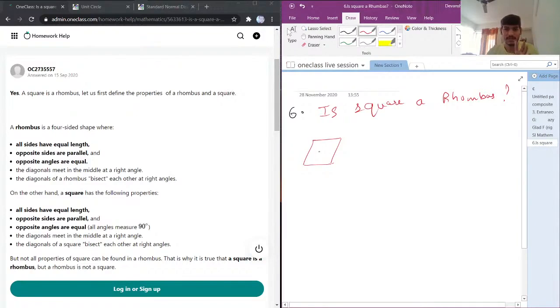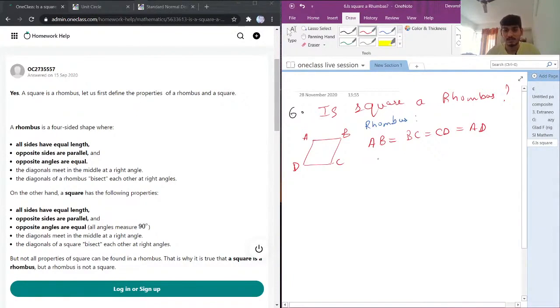So a rhombus is kind of this figure in which we have, let's say, A, B, C, D. In a rhombus, all the sides are equal, which means AB equals BC equals CD equals AD. And this is one property of a rhombus.